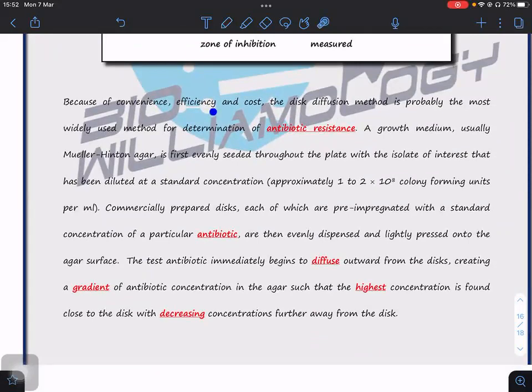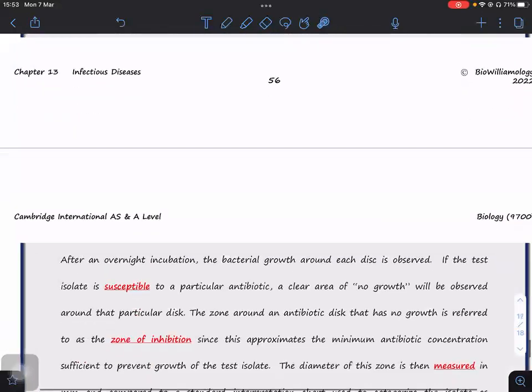Because of the convenience, efficiency, and cost, this diffusion method is probably the most widely used method for determination of antibiotic resistance. A growth medium, usually Mueller-Hinton agar, is first evenly seeded throughout the plate with the isolates of interest that have been diluted to a standard concentration. Okay, don't worry about this. Then we add commercially prepared discs with particular antibiotics. The test antibiotic immediately begins to diffuse, creating a gradient of antibiotic concentration in the agar, such that the highest concentration is found close to the disc and the concentration decreases further away from the disc.